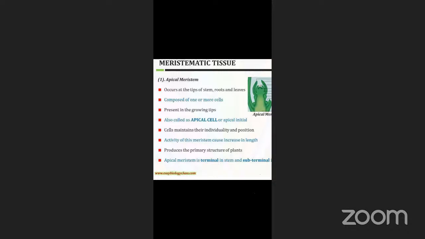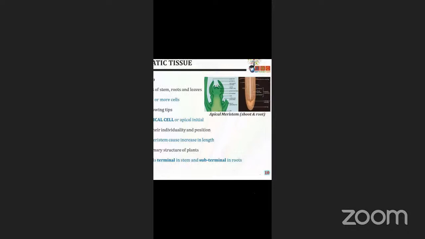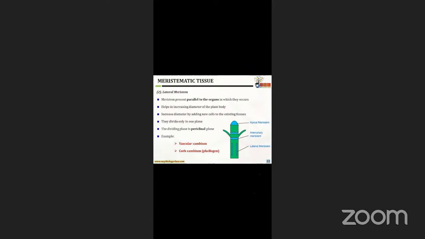Apical meristem is terminal, meaning at the top part of the plant body. That is terminal in stem and subterminal in roots. Next, the number of apical cells varies in different plant groups. Gymnosperms and angiosperms have a group of cells. Those are the characters of apical meristem.